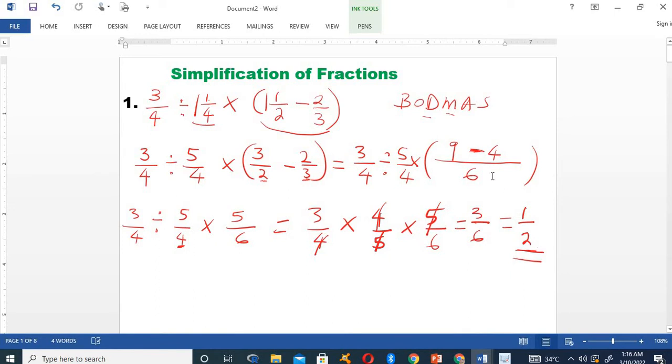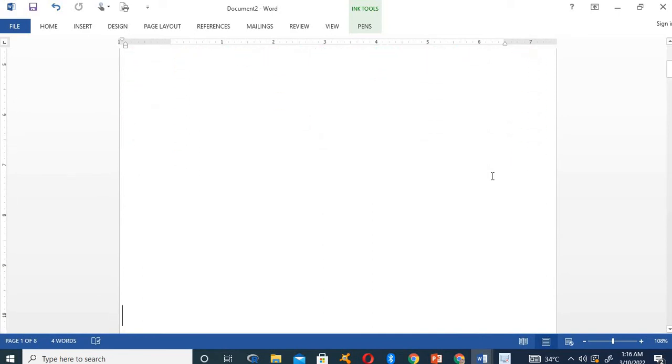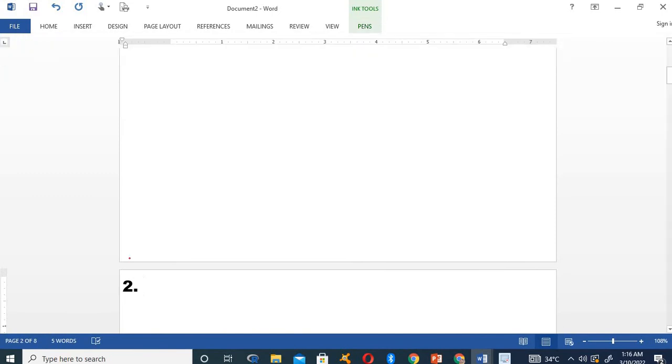Try it and drop your comments in the comments box below. So let's go to number 2 question. Question number 2. Okay. So my number 2, I will have this to share with us. So I have 2 whole number.